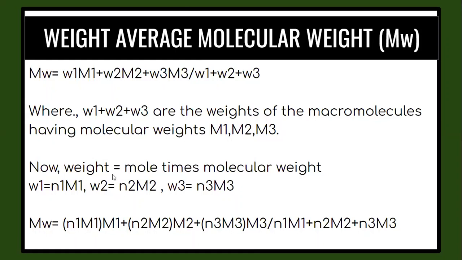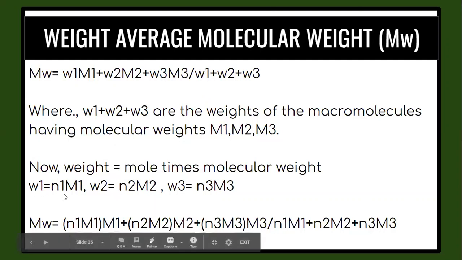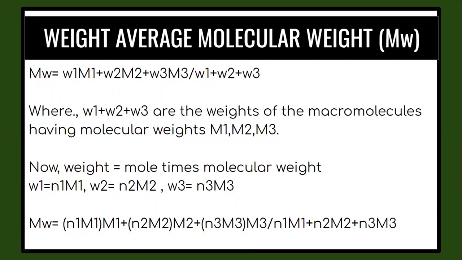Now we already know that weight is equal to moles into molecular weight. So W1 can also be written as N1 into M1, N2 into M2, and N3 into M3. If I substitute the values of W1, W2 and W3 in this equation, it turns out to be N1 M1 square plus N2 M2 square plus N3 M3 square, upon N1 M1 plus N2 M2 plus N3 M3 and so on. This is the general way of identifying the molecular weights of different macromolecular compounds.